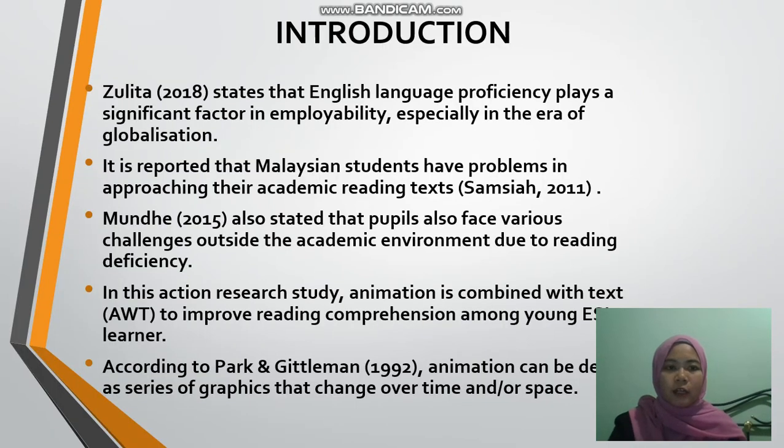First and foremost, Zulita 2018 states that English language proficiency plays a significant factor in employability, especially in the era of globalization. It is also reported that Malaysian students have problems in approaching their academic reading text. At the same time, Munde stated that pupils face various challenges outside the academic environment due to reading deficiency. So what we can understand from these statements are, first, English language proficiency is very important to survive in this era of globalization. And the second one is Malaysian students have problems in their academic reading text.